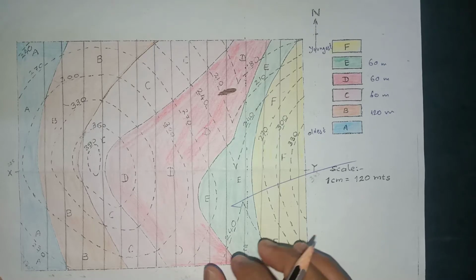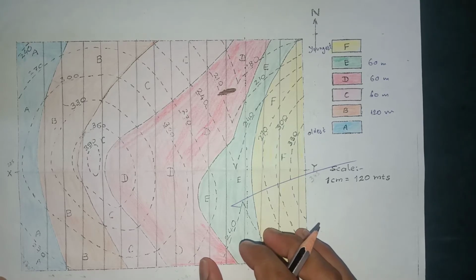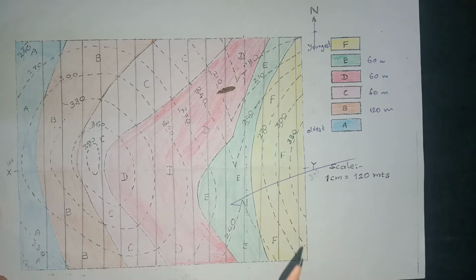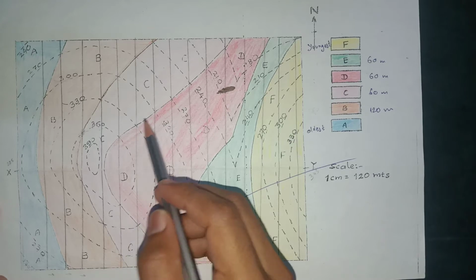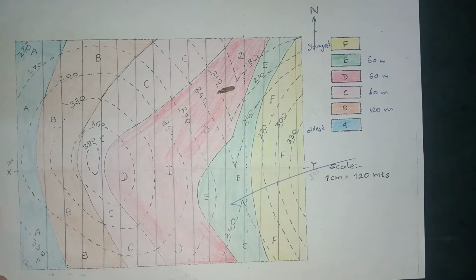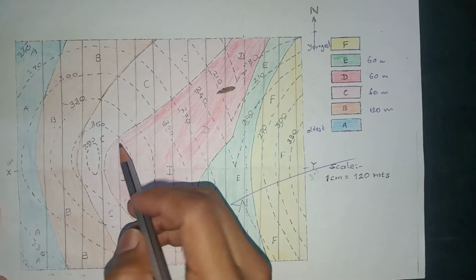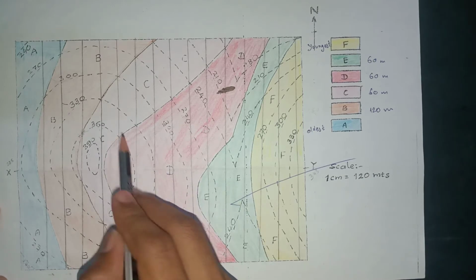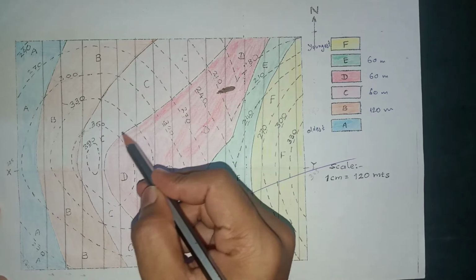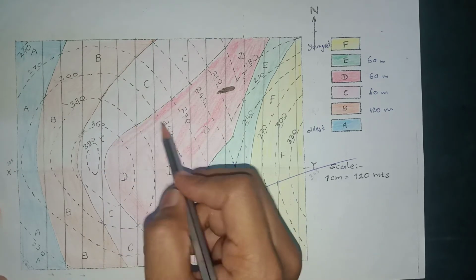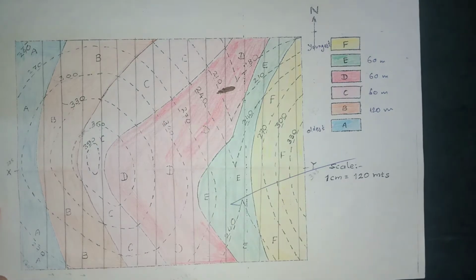In this video, I am going to tell you how to draw a profile section of a given map. As in the previous map, we have seen that the contour line and the continuous line are not intersecting each other. That means they are parallel paths. But here, as you can see, the contour line, the dotted line, and the continuous line are intersecting each other. That means they are not parallel to each other. That means they are inclined beds.